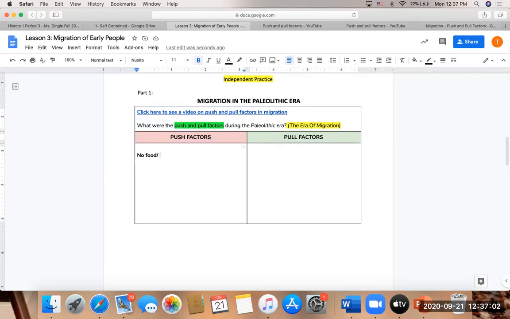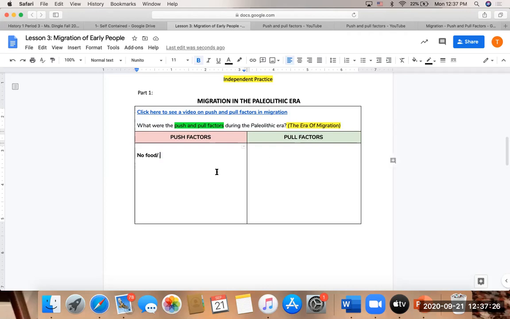Because during the Paleolithic time, we know that those Homo sapiens traveled to find food and shelter. They were nomads, they were hunters and gatherers, all right? So if I'm in a region with no food or it's hard for me to hunt to find things, that's going to push me away from that region. That's going to push me towards a better place where I can find more food. So a push factor during the Paleolithic era is no food, less food.